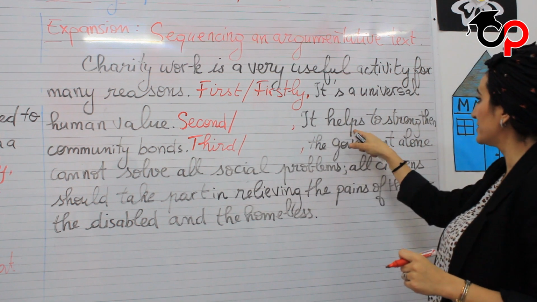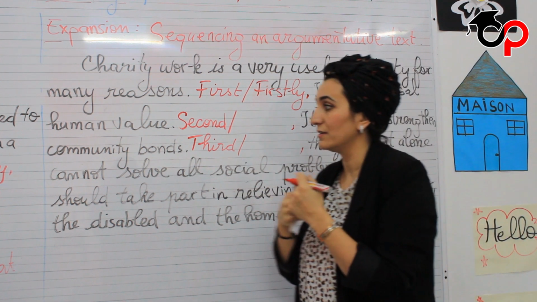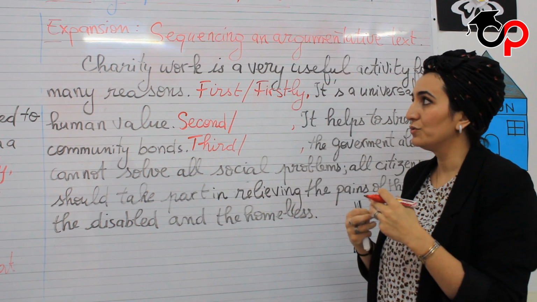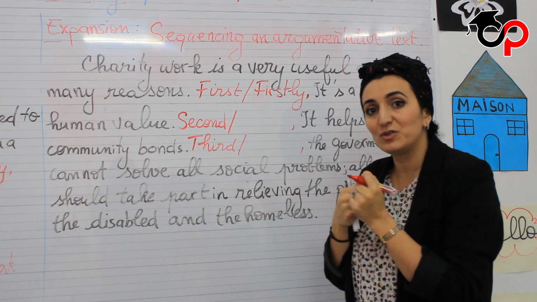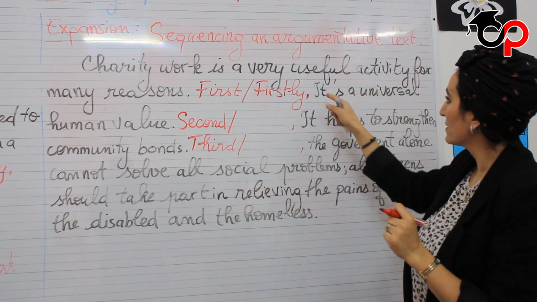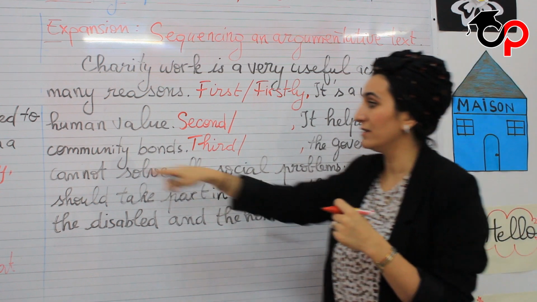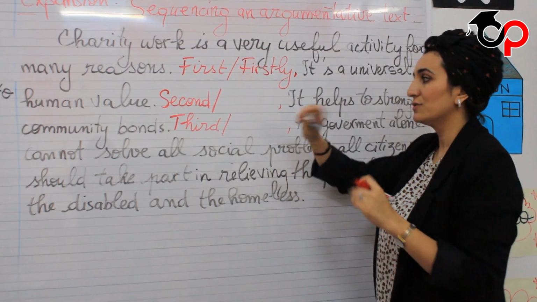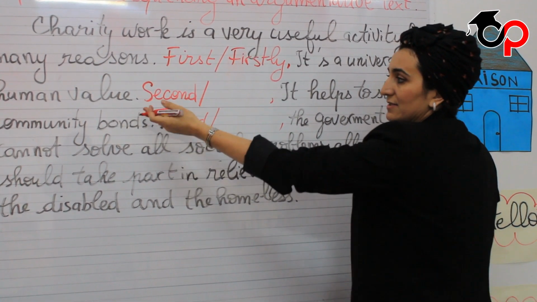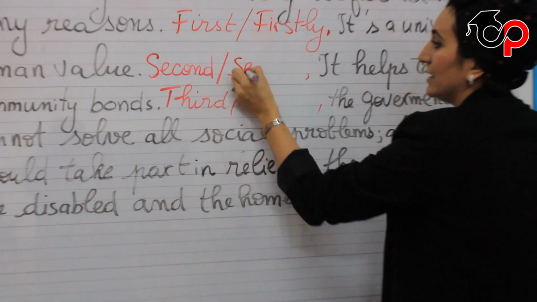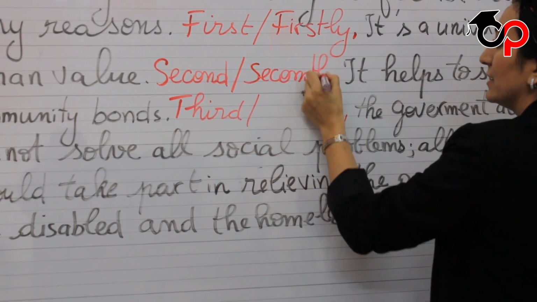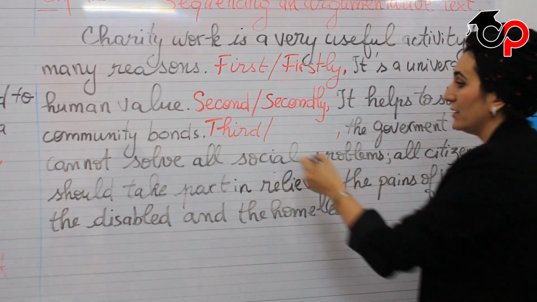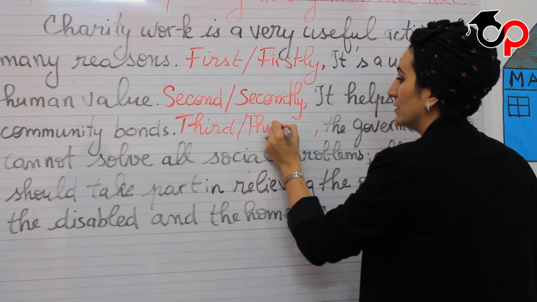So, second argument. Second, it helps to strengthen community bonds, okay? To make people share many things, to really reinforce the links between people, okay? So, it helps to strengthen community bonds. Third, the third argument here, you can say second, you can also say second, okay? Third or thirdly, okay? Third or thirdly.